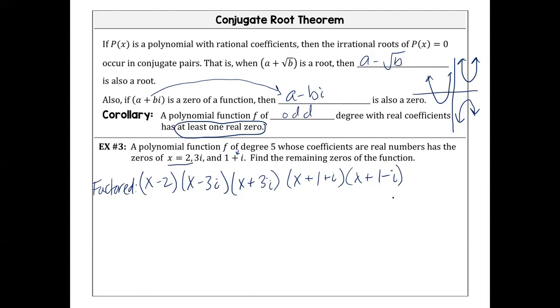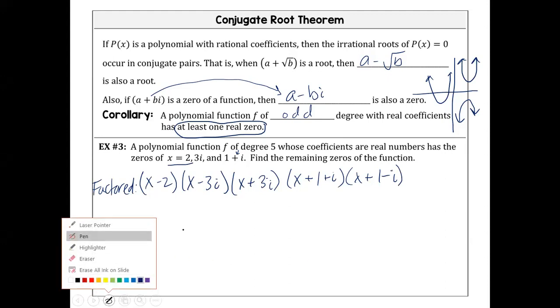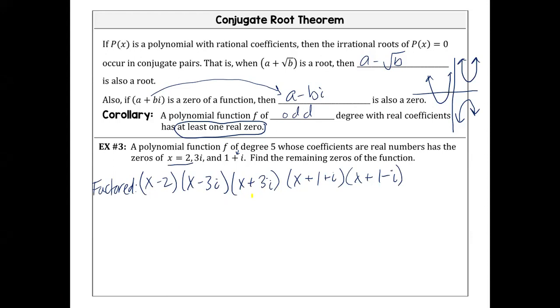Because they're all going to have their opposite. So your i's, that's it for your zeros. Those are your zeros in factored form. It's all together in one. So these are your zeros: we have 2, negative 3i, positive 3i, and 1 plus i and 1 minus i. Those are my zeros, my real and 4 imaginaries.